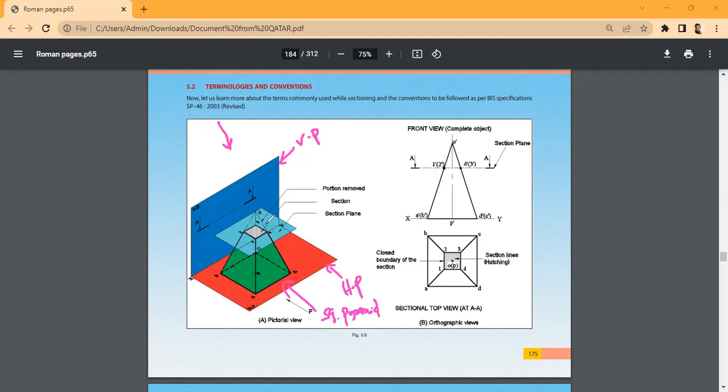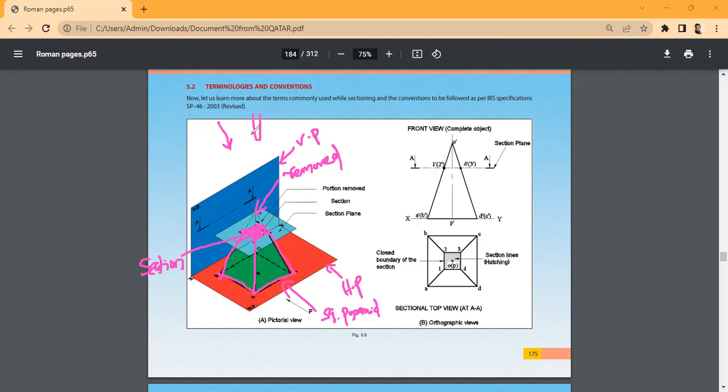When I use this cutting plane, you can see the top portion is removed. This is the remaining portion. And this area is called my section, and we are using 45-degree lines for representing the section.